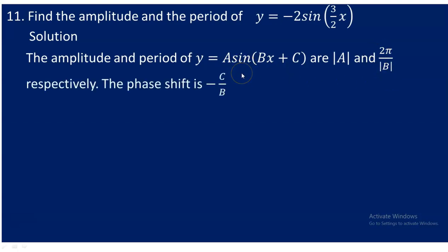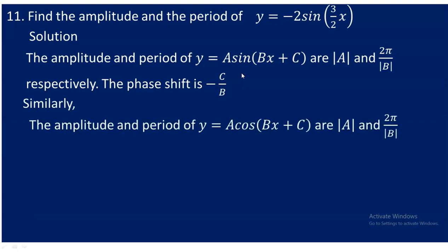Even if you have a cosine expression, the same happens. The amplitude and the period of y equals a cos of bx plus c are the absolute value of a and 2 pi over the absolute value of b respectively. So whether you have a sine expression or a cosine expression of this kind, nothing changes concerning the amplitude and the period. You simply take the absolute value of a and 2 pi over the absolute value of b respectively.